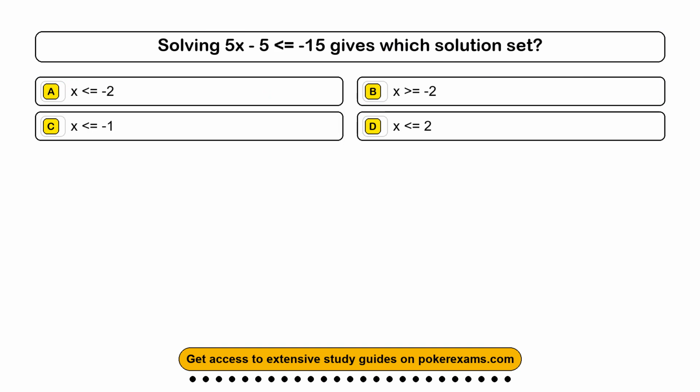Question 10. Solving 5x minus 5 equals minus 15 gives which solution set? Option A, x equals minus 2. Option B, x equals minus 2. Option C, x equals minus 1. Option D, x equals 2.